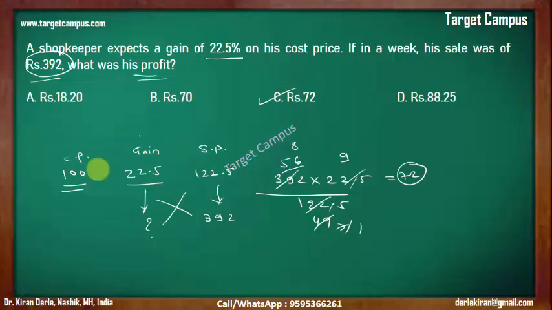I hope you got this. If you don't understand, please revise, go back and check. We have considered cost price as 100 and gain would be 22.5, so selling price in this case would be 122.5. What is given to us is the selling price, which is 392. What is asked of us is the profit, so we have taken it like this. If cost price had been asked, we would have taken it differently. Hope you are getting this point.